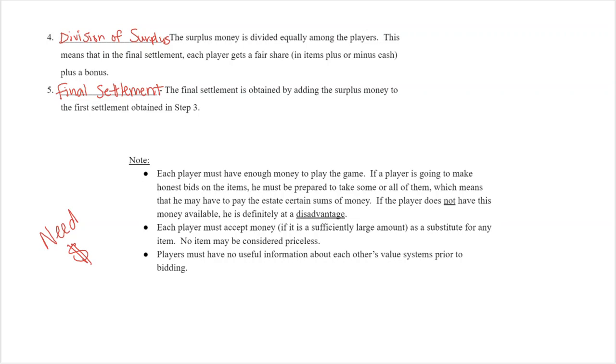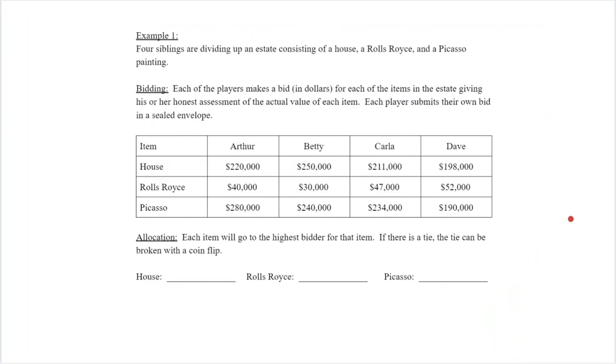So let's take a look at two examples of this method. The first one we are going to walk through pretty slowly. We have 4 siblings who are dividing up an estate consisting of a house, a Rolls-Royce, and a Picasso painting. Let's pretend that their parents were very wealthy and they have these items to divide up after their parents have died. For some reason, their parents didn't figure this out and put it in a will beforehand.